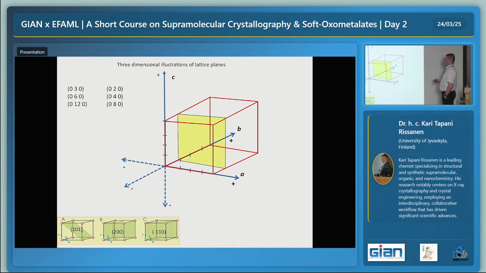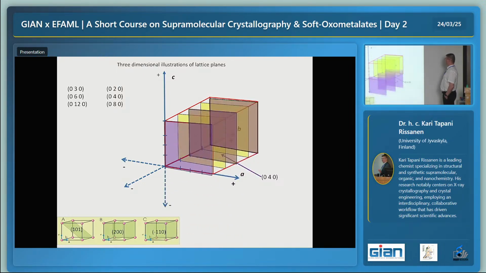So 0, 3, 0 is this one, but there will be 3 of them. This is 0, 4, 0. Now 1, 2, 3, and it makes one slice. So 1, 2, 3, 4 things, because this slices the unit cell axis into 4 parts. And that is 0, 4, 0. And that is the same thing, and this is the same thing.